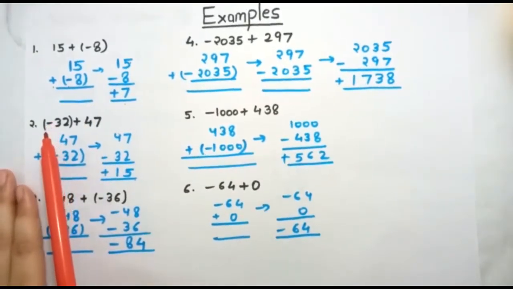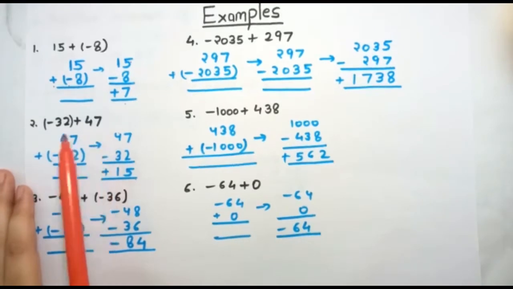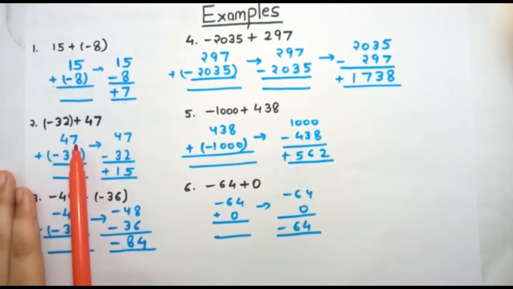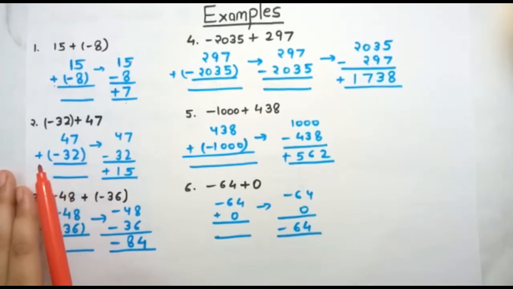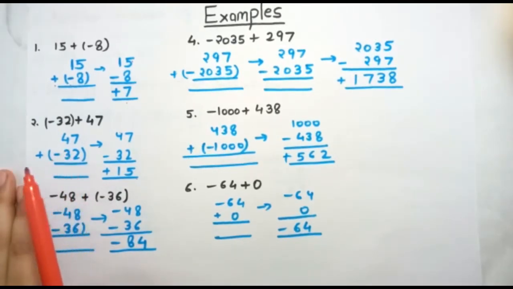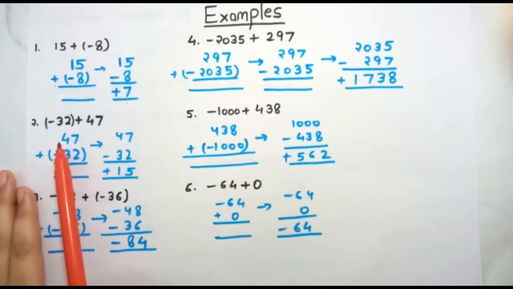Next is minus 32 plus 47. We can write 47 here also, or we can write it here. That doesn't matter. Why? Because addition holds the commutative property, that is, a plus b is equal to b plus a. It doesn't matter whether we write minus 32 here or 47 here. The answer would be the same for both cases.